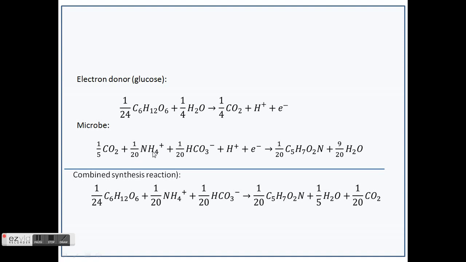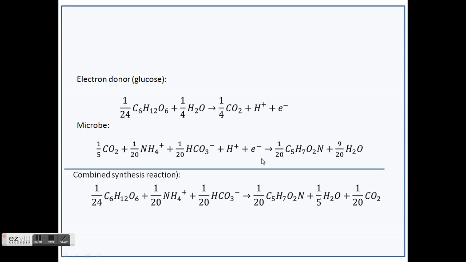Ammonium as a nitrogen source. Usually when you use ammonium, it's balanced up, because of the charge, with a carbonate. And we have our cells here. This is the formula for the microorganism. The microbial cell is produced, and you have water. So you can combine these two reactions to get your full reaction.